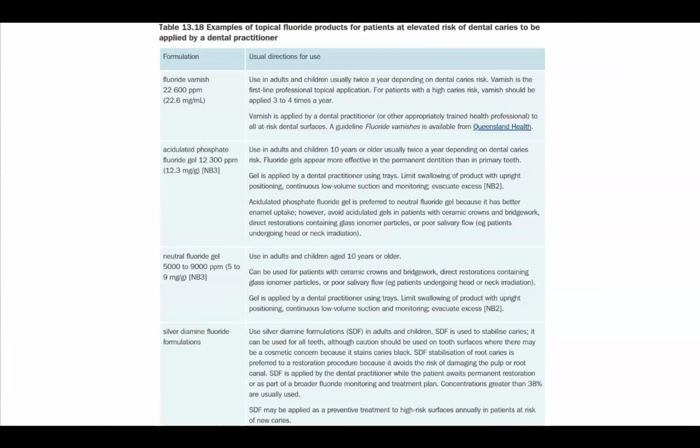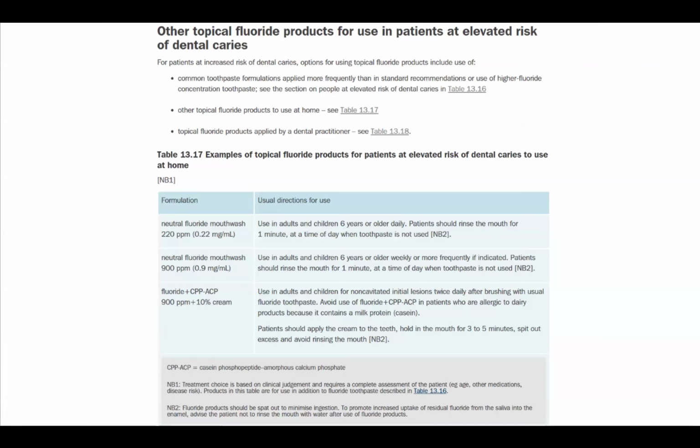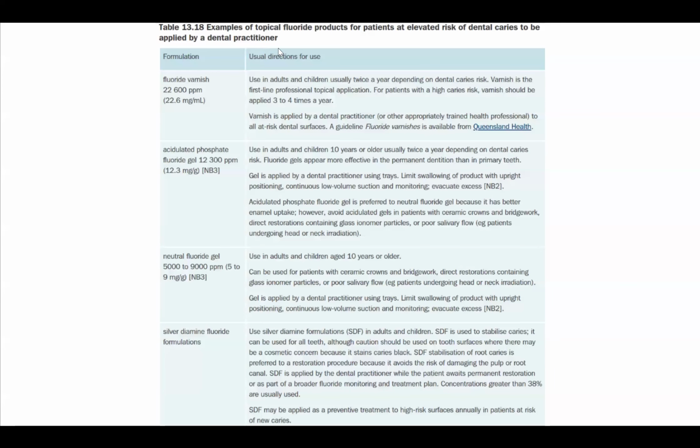And they've given you multiple other things, but the difference is this is something you can use at home. These are at a clinic, only to be applied by a dental practitioner. A varnish, APF gel, neutral fluoride gel, silver diamine, they are not to be used for home. Very clear distinction out here. Fluoride varnishes, of course, there's no age limit as such. For somebody who's at a high risk, you can use it 3 to 4 times a year. They have to be applied by a dental practitioner.